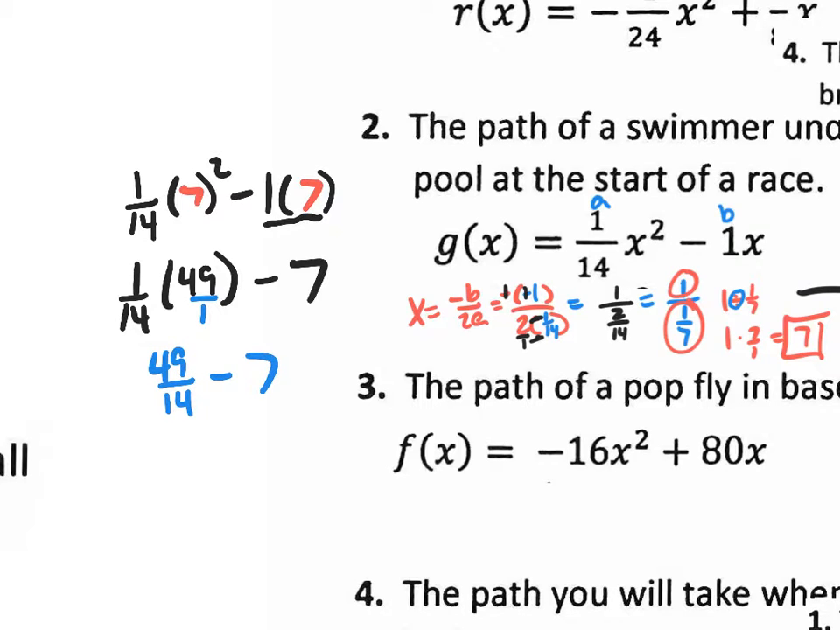So calculator time, if you go 49 divided by 14, that's a 3.5. 3.5 minus 7, that's going to be negative 3.5. Okay? So that makes total sense. The vertex is 7 and negative 3.5.